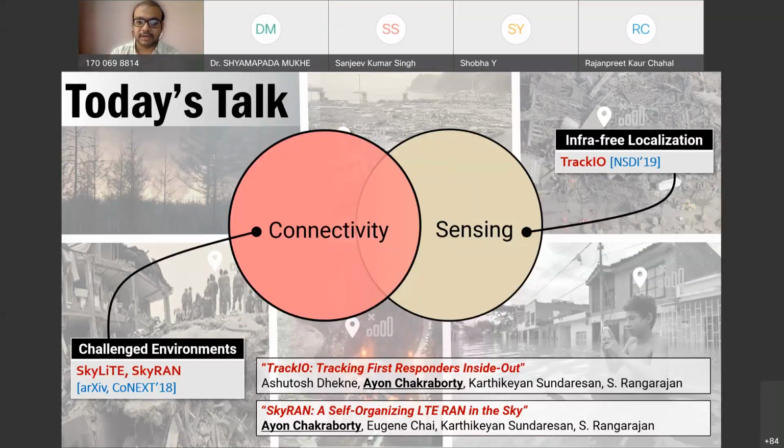So first I'll start with the SkyRAN paper, which was published in HotMobile 2018, followed by the sensing work that was published in USENIX NSDI in 2019. Okay, so if you have any questions, if you have doubts, please stop me and ask. And anyway, we will discuss some of these things towards the end of the talk.